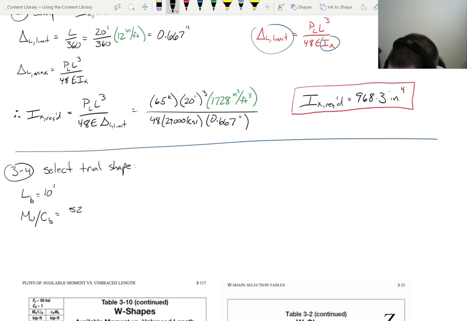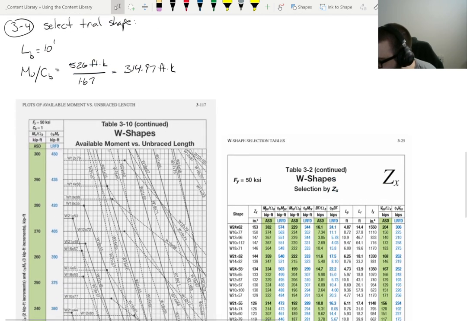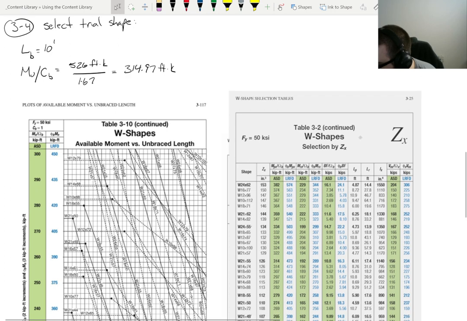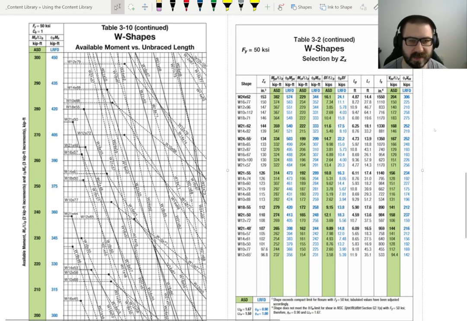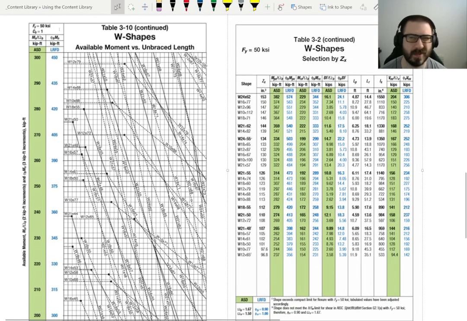Now, CB in this case was 1.67, I told you I might do that. So MU is 526 foot kips. CB is 1.67. And so that's 314.97 foot kips. And so those are the 2 values that I'm going into the table with, a 10 foot on the x-axis and 314.97 on the y. Okay, so now you can see why I have these tables here in the calculations, because I wanted them somewhat side by side so that it would be a little easier to reference. So again, we're going 10 foot on the x, basically 315 on the y.